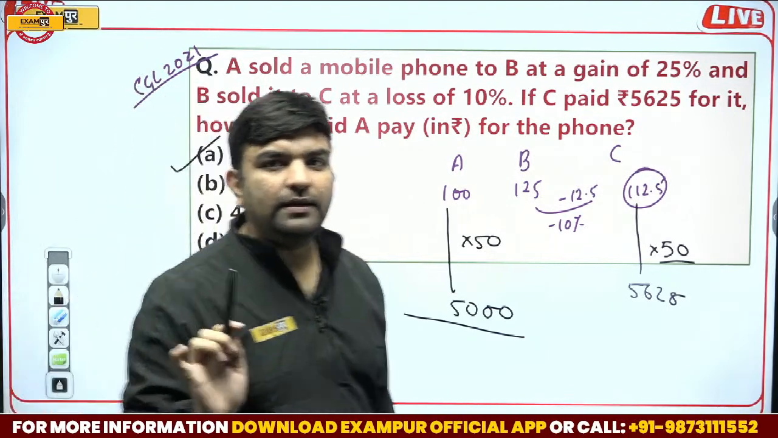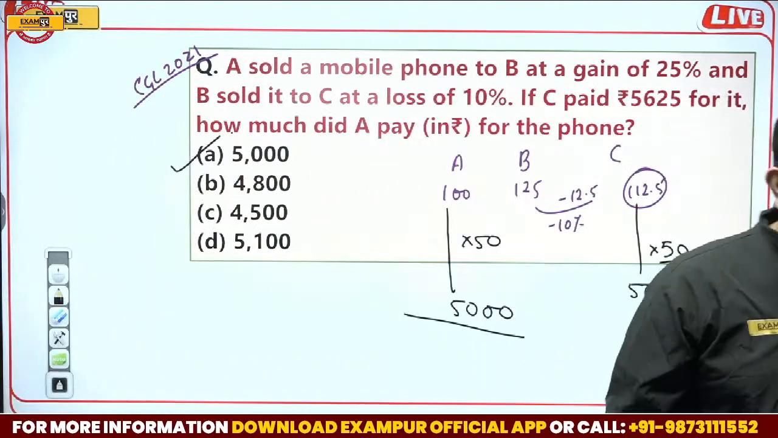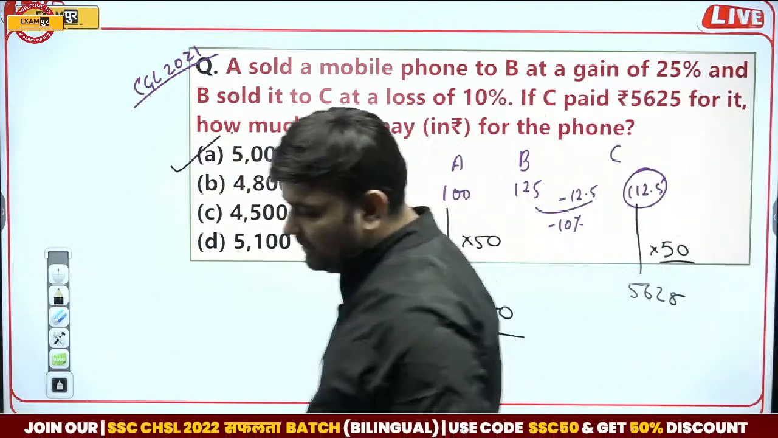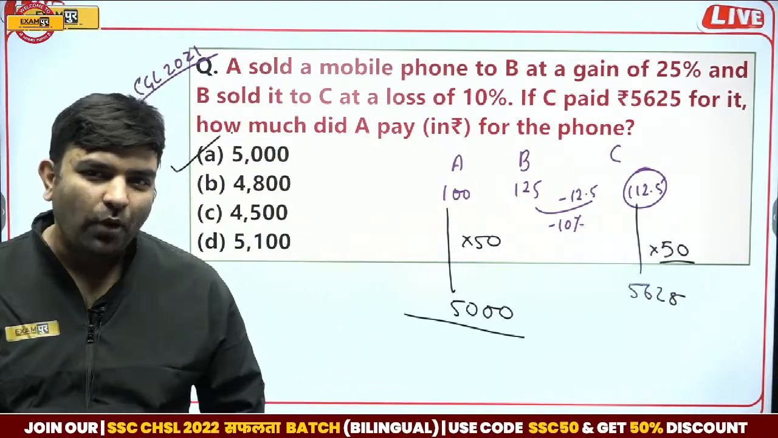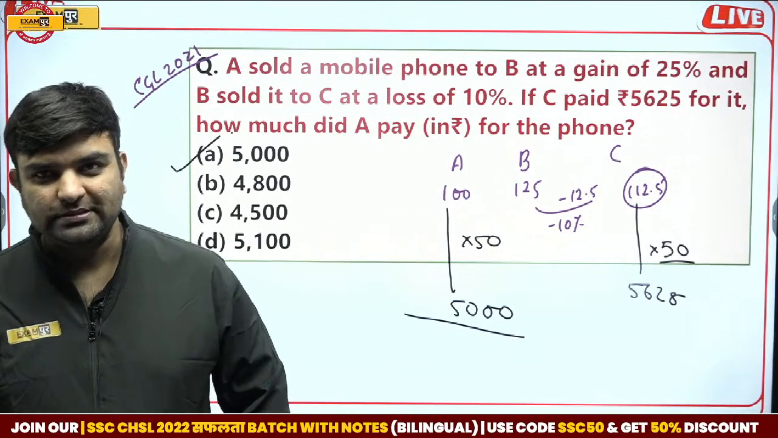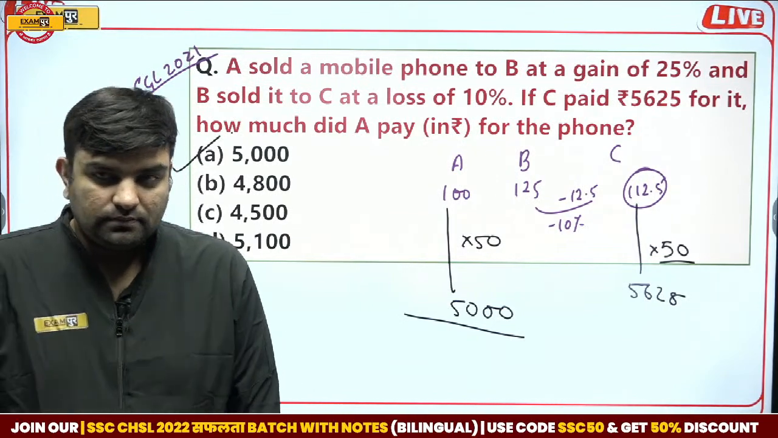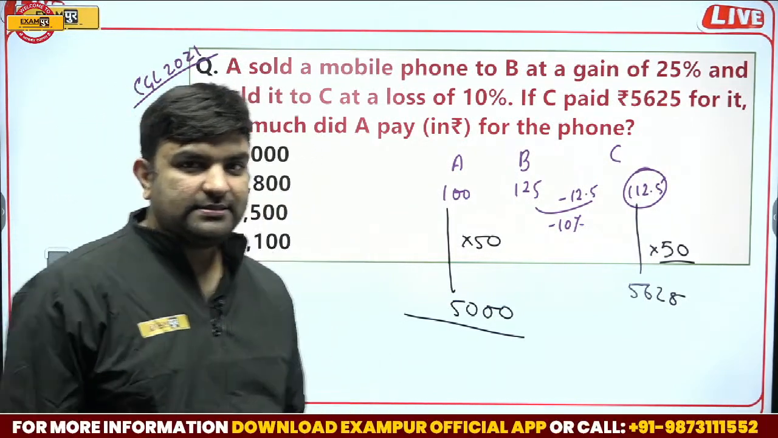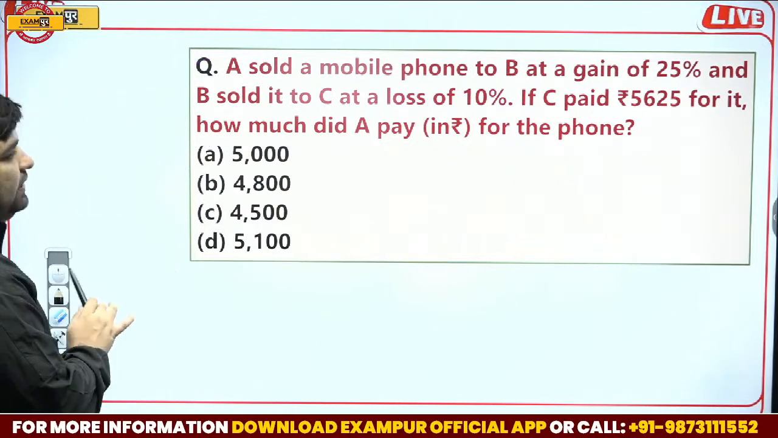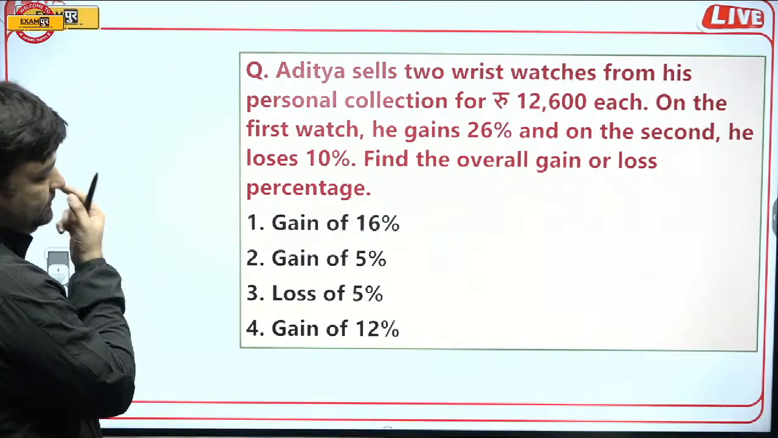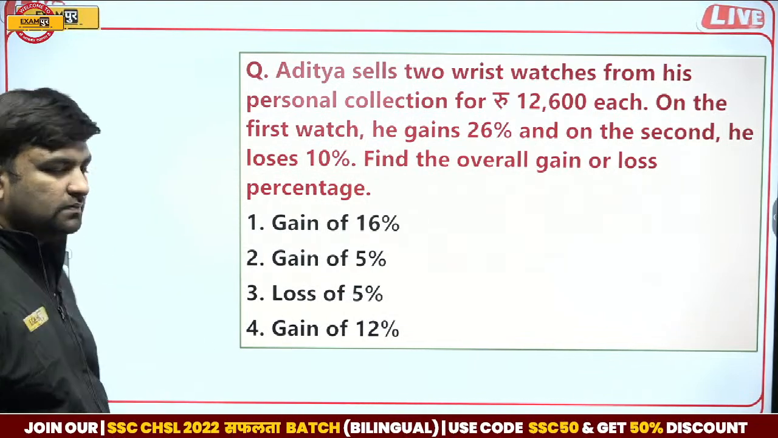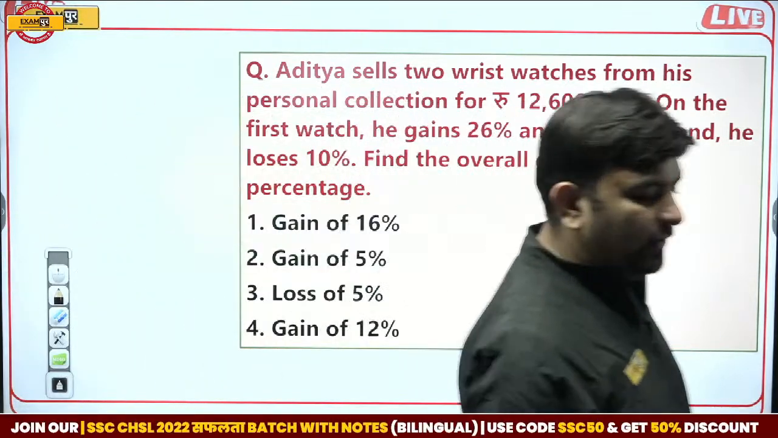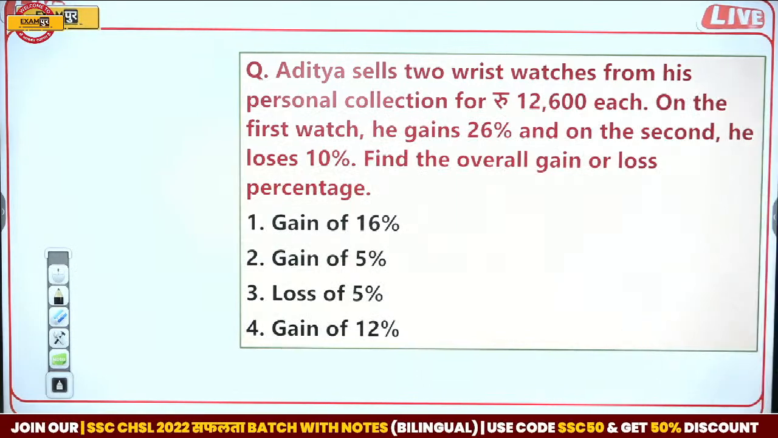It was comparatively an easier one, on the pattern of SSC CGL. Nothing out of the box. Next. Increase the speed. We have a lot of content.